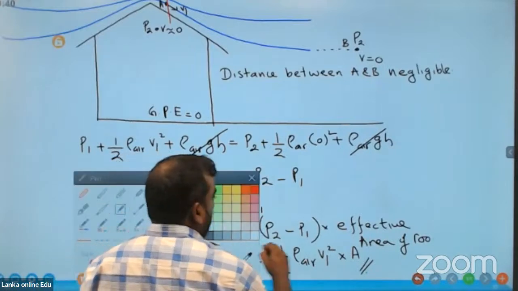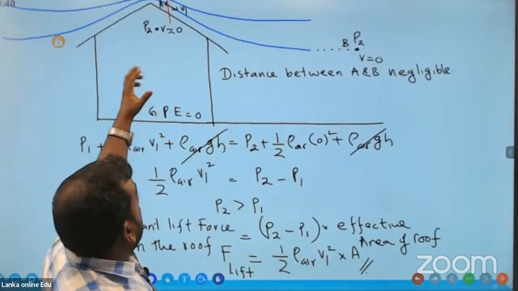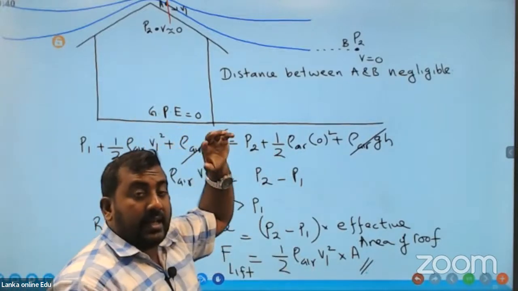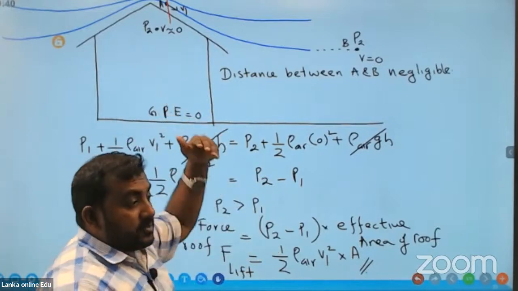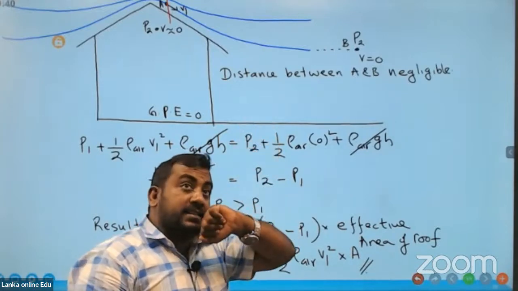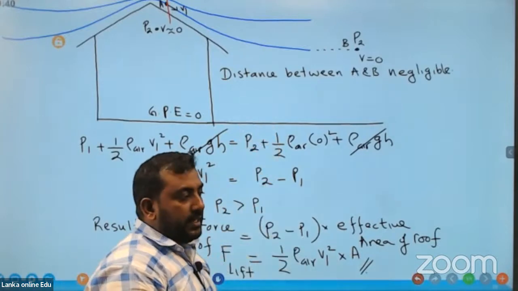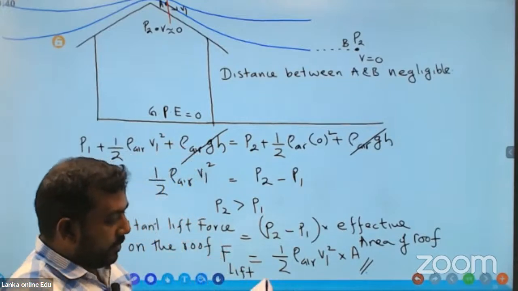Okay, no? So remember, there will be a pressure difference. Higher velocity, low pressure. Low velocity, high pressure. So high pressure inside the hall will create a resultant pressure force in the upward direction. That resultant pressure force is called what? The lift force acting on the roof.